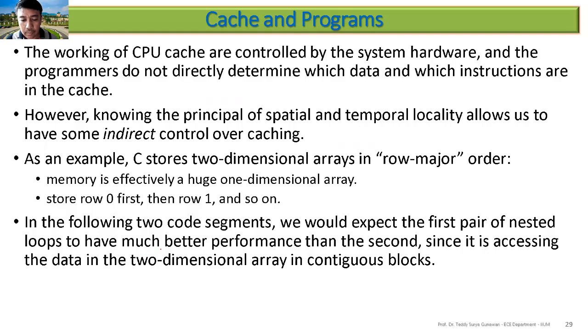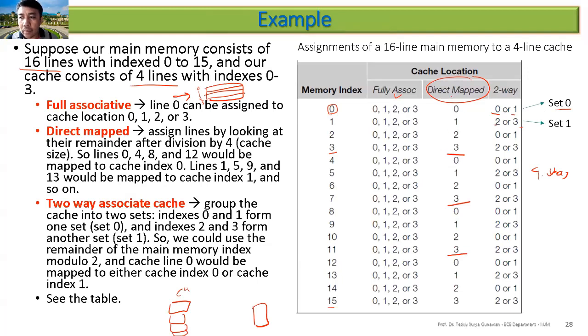Which cache mapping is faster, fully associative or direct map? It depends. I haven't done the simulation, of course. We need to do a simulation on this one. I will try to look at that because you need to find out which one is better.